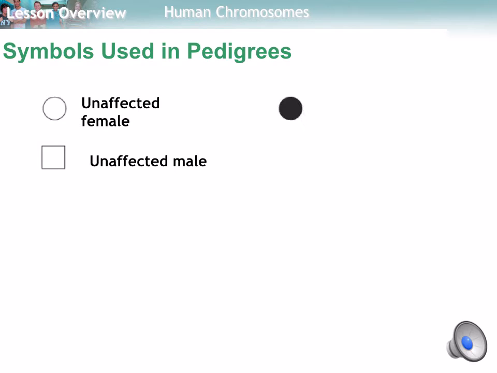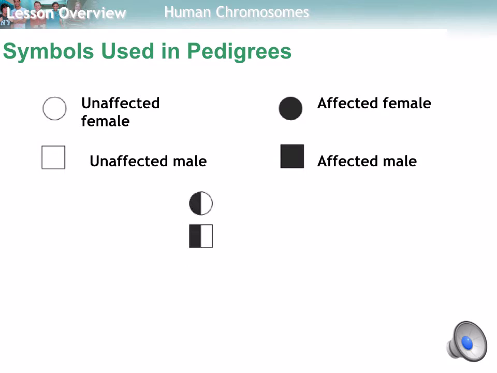Now if you see a circle or a square that are shaded in, then you know that they are affected by this trait. So the shaded in circle is an affected female, and then the square that's shaded in is an affected male. So if we were to take a look at a pedigree and you see these two symbols and it's all about dimples, that means that these individuals have dimples. Sometimes, and it's not all the time, you'll see a circle or a square that is half shaded in, and that means that these individuals are carriers. And in this case, they don't have the trait, but they can carry the allele to pass it on to their kids.